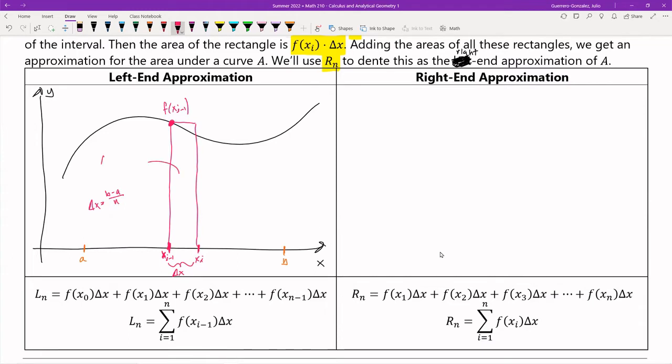The area for this little box right here is going to be f of x sub i minus 1. That's the height of my box, times my delta x, the width of how big it is. Okay. So that is the area of this rectangle right here.